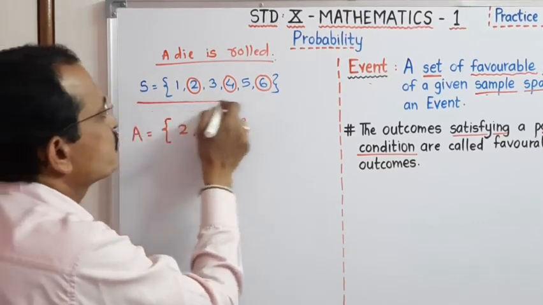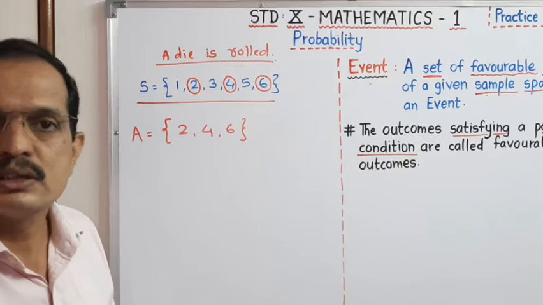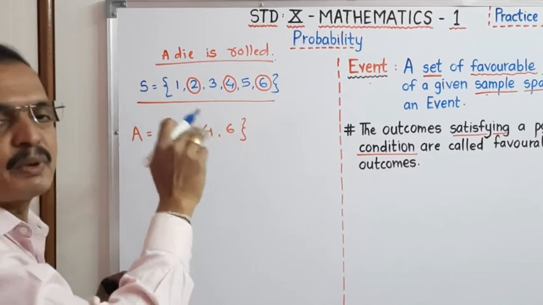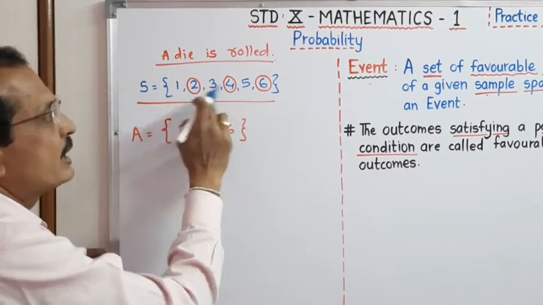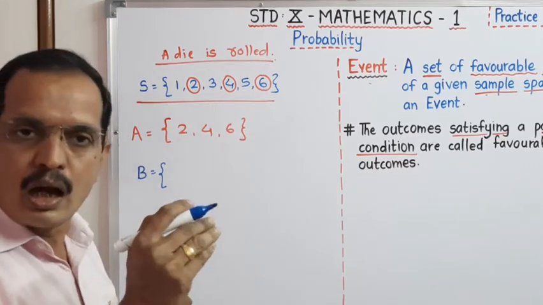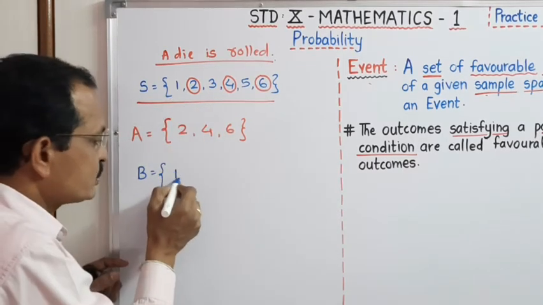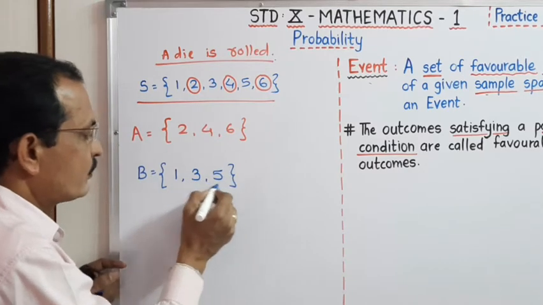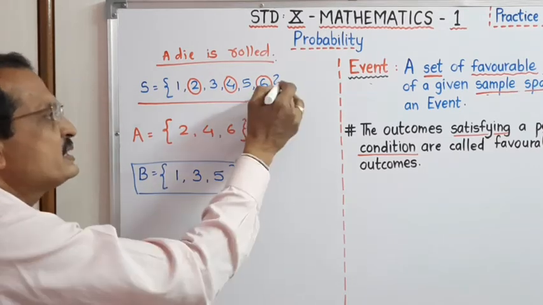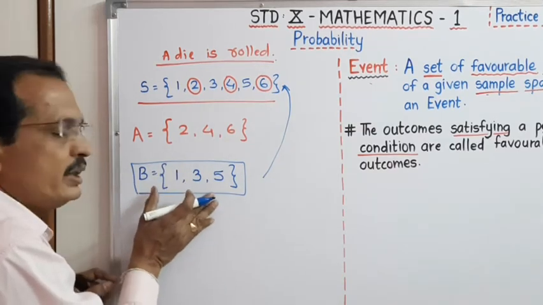Suppose for this sample space I take another event, where I have to write the odd numbers. The condition is odd numbers. Now tell me which numbers satisfy the condition of odd numbers. Suppose B is an event for which the condition is that the numbers are odd. Now which are the odd numbers from this? Here it is 1, 3 and 5. Therefore this is the event of odd numbers. That means these numbers from the sample space satisfy the condition of odd numbers. Therefore B is the event.